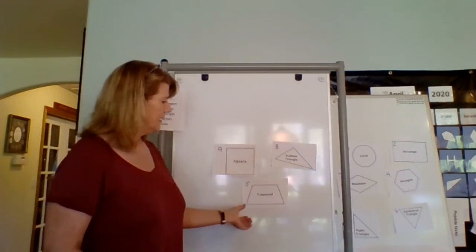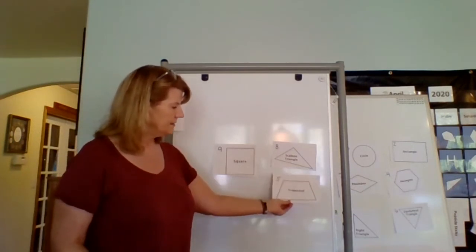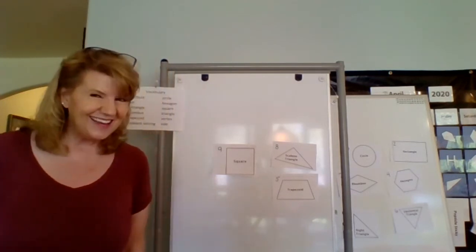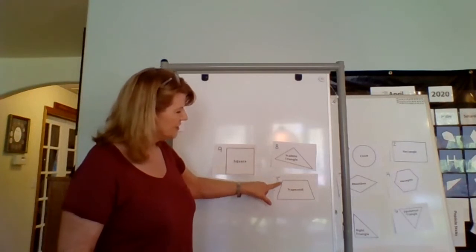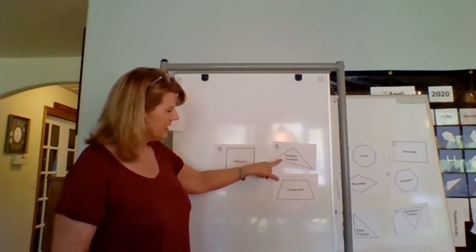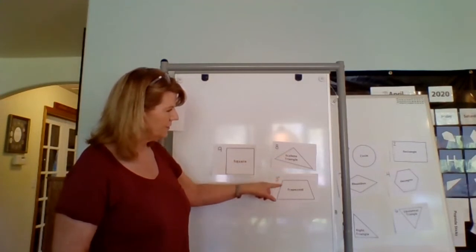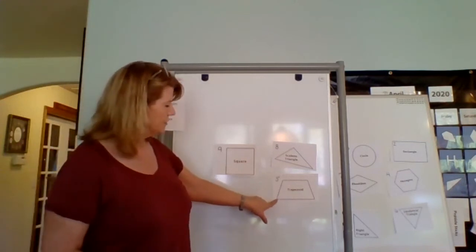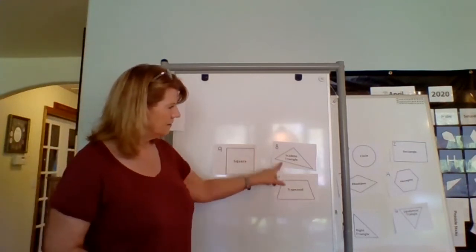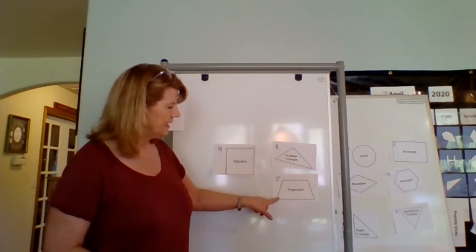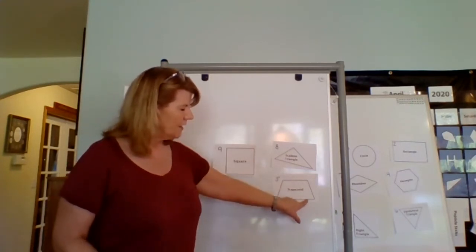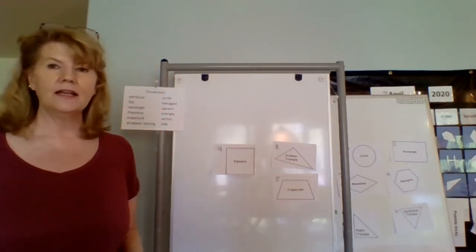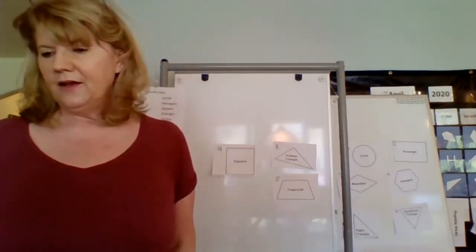I would have to say the trapezoid is most like the scalene triangle because its sides are all different lengths, like the scalene triangle. The corners are not square. I'm going to say it's because the sides are all different. They're unequal sides. Okay.